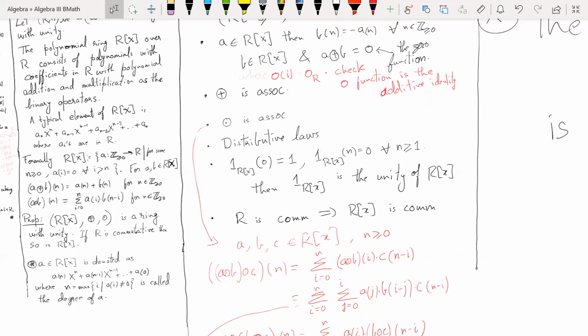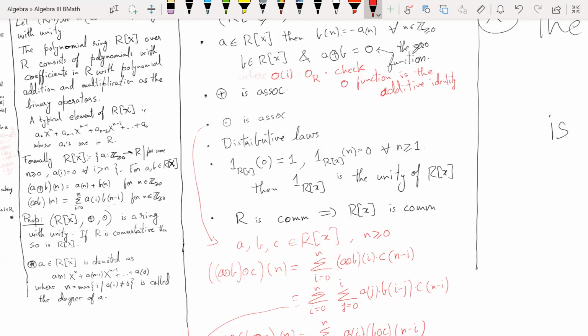So just from this expression, if you pretend b is this 1 sub R x, then you can see that you get a dot b of n is just a_n, because b is going to be 0 whenever i is different from n, in this expression.